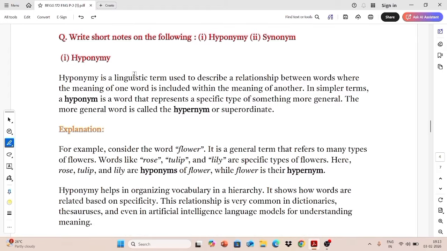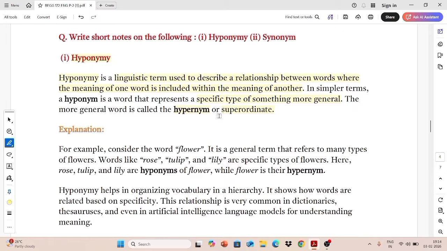So first let's understand what is hyponymy. Hyponymy is a linguistic term used to describe a relationship between words where the meaning of one word is included within the meaning of another. In simple terms, a hyponym is a word that represents a specific type of something more general. The more general word is called a hypernym or the superordinate. So in simple words, hyponymy is a relationship between words based on the meaning.